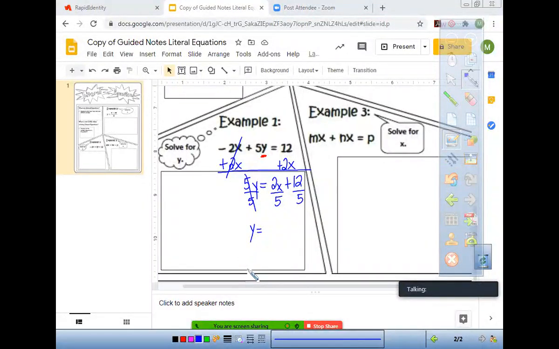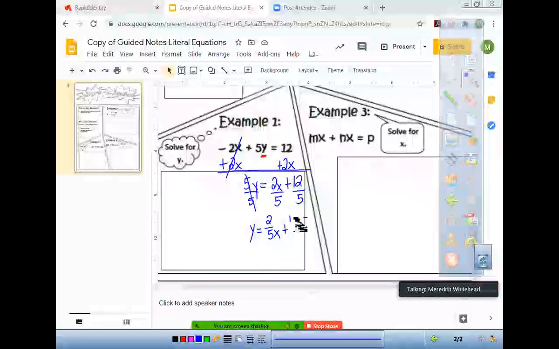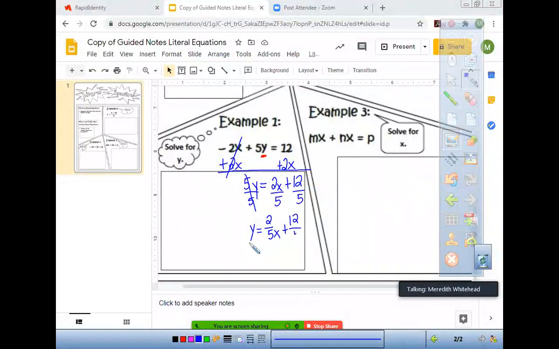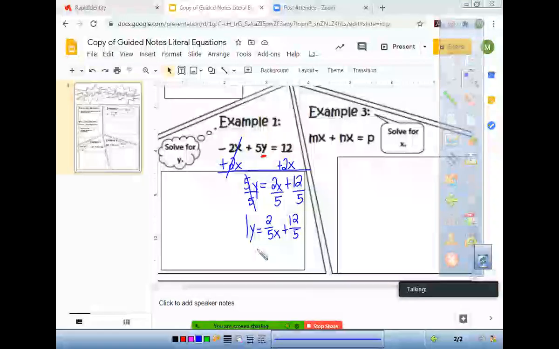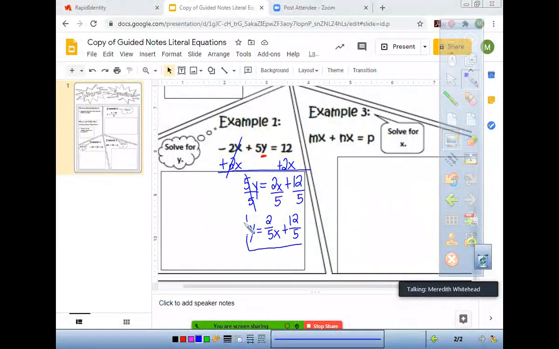Does 5 go into 2 evenly? No, so I'm just going to rewrite this as 2/5 x. I'm just going to keep it as a fraction. Does 5 go into 12 evenly? No. So we're going to keep that one also as a fraction, 12/5. So this is my final answer for solving that equation for y.